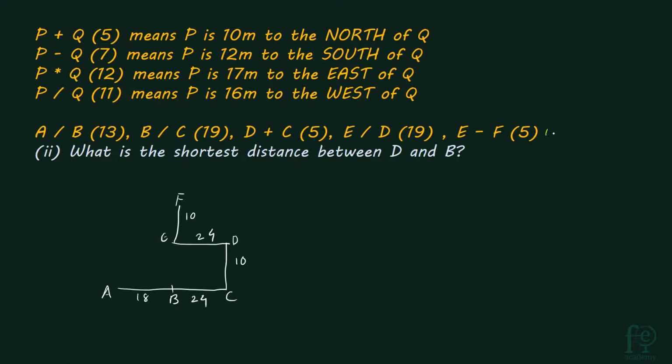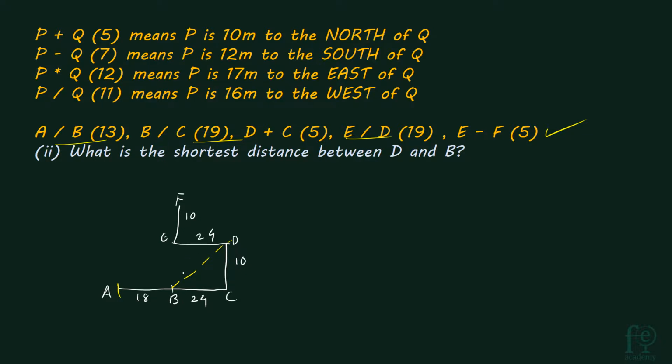Now another question. What is the shortest distance between D and B? So I am drawing the figure again here. A, B, C, D, E, F, I have drawn just like in the first question. So the question is, what is the shortest distance between B and D? B is here and D is here. So this distance we have to find out.